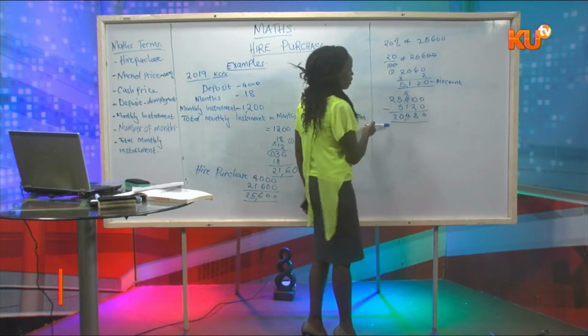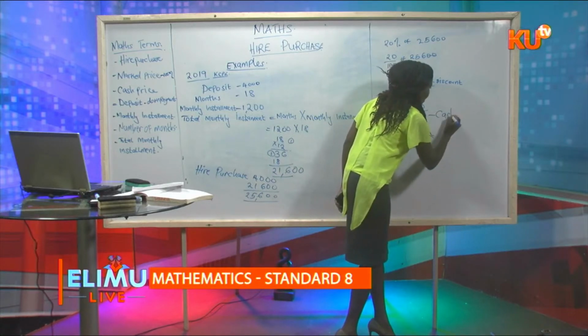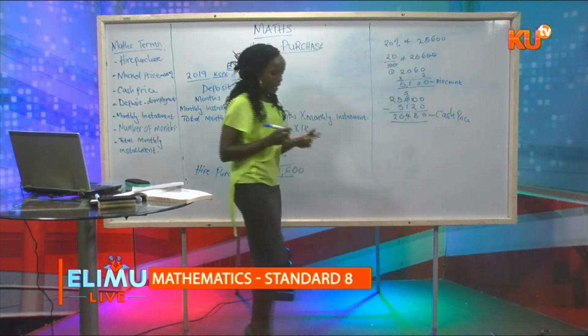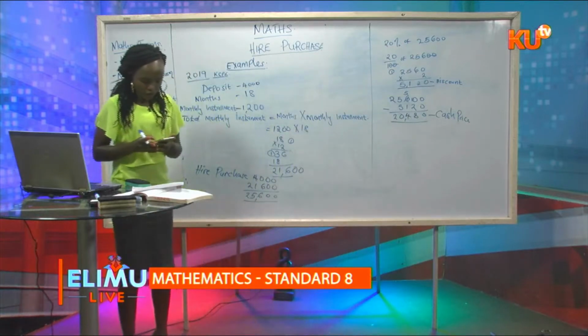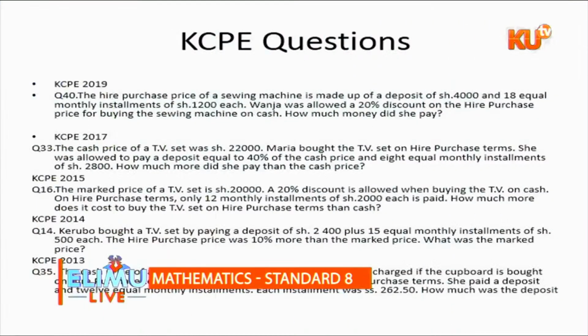So we get 20,480. This is the amount that he paid in cash, after he was given that discount. So we continue with the question. The question is, how much money did she pay? This is what the question was asking about. How much did she pay? So she paid 20,480.